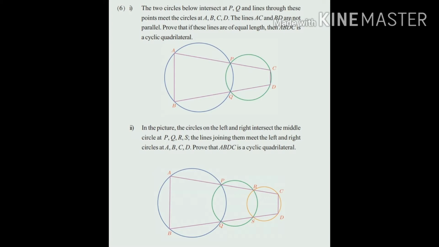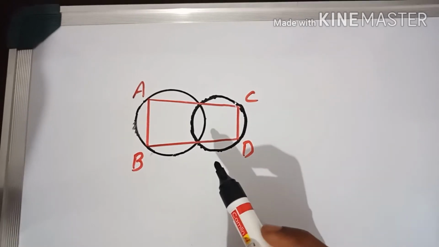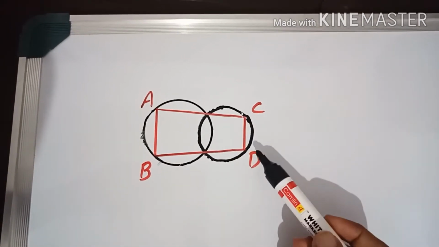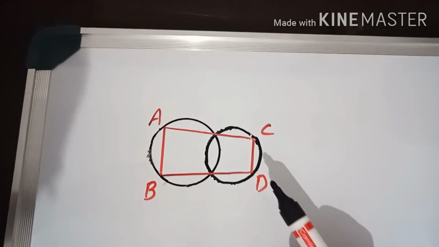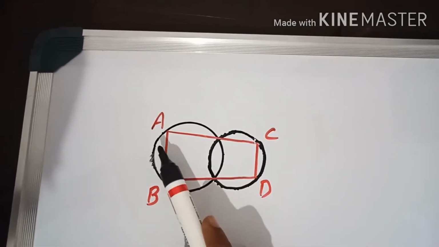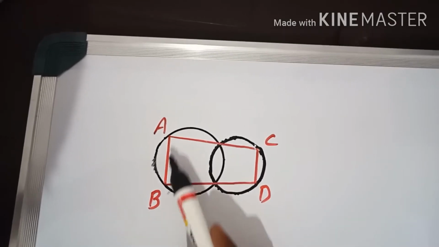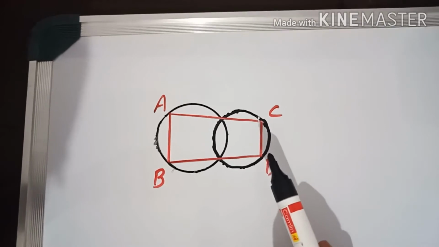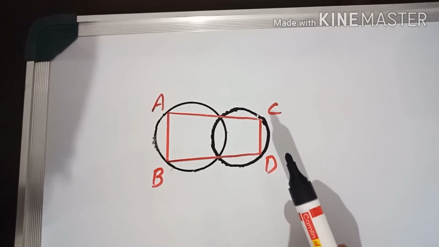Okay, let's consider the rough figure first. Here AB is a chord of the first circle, CD is a chord of the second circle. Now we need to prove that this quadrilateral ABDC is a cyclic quadrilateral, that is what we need to prove in this question.